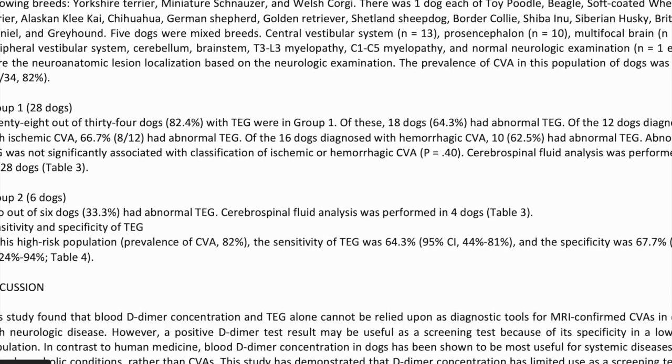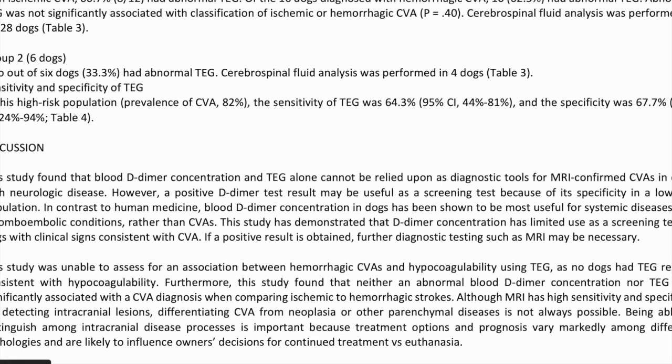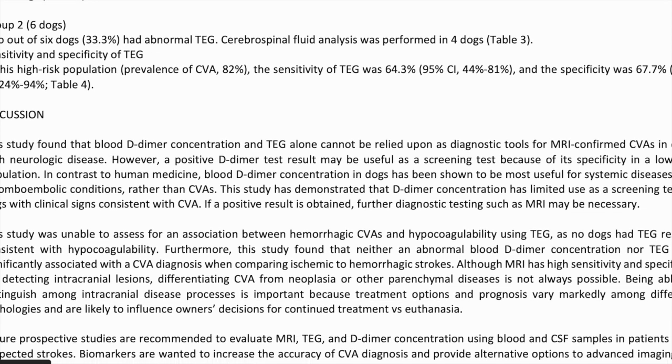Table 3. Group 2, 6 dogs. 2 out of 6 dogs, 33.3%, had abnormal TEG. Cerebrospinal fluid analysis was performed in 4 dogs. Table 3. Sensitivity and specificity of TEG. In this high-risk population, prevalence of CVA, 82%. The sensitivity of TEG was 64.3%, 95% CI, 44% minus 81%. And the specificity was 67.7%, 95% CI, 24% minus 94%.